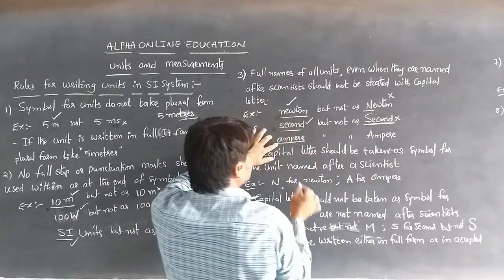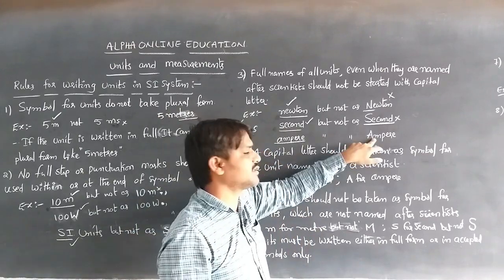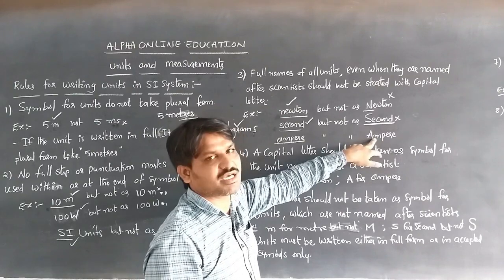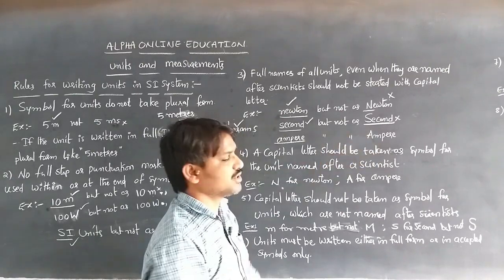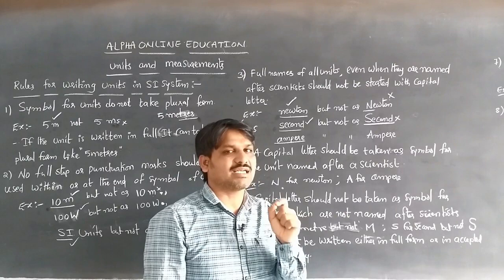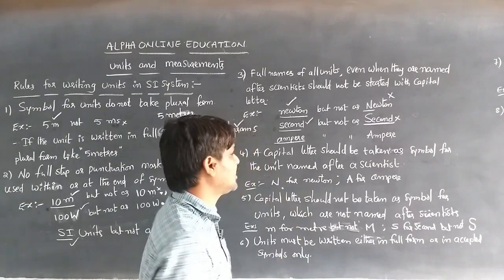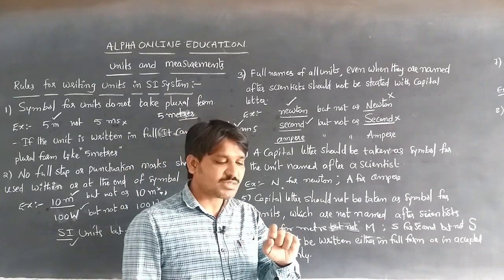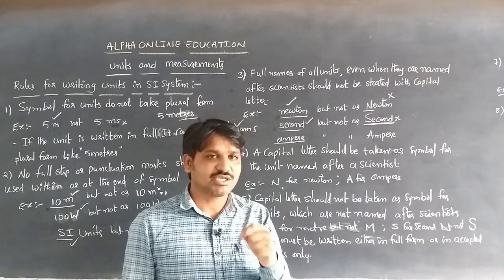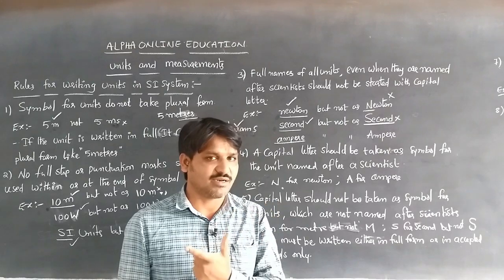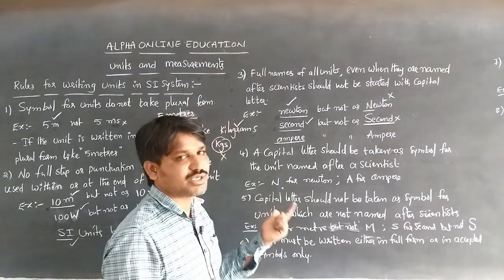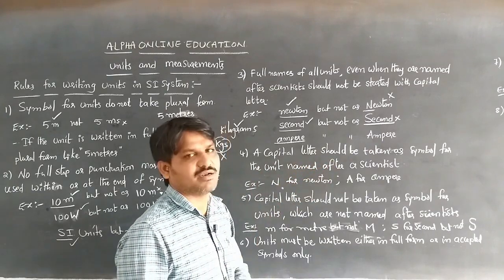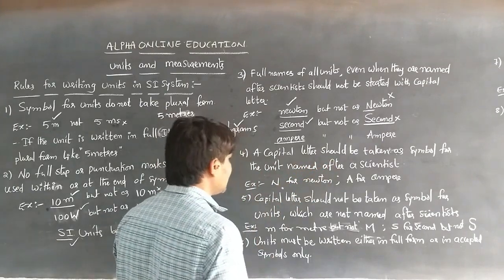In ampere, we should use small letters only. We should not start with the capital letter. For all units which are named after scientists, we should start with a small letter only. A capital letter can be used when the unit is denoted with its symbol. The capital letters are taken as the symbol for the unit named after the scientist.